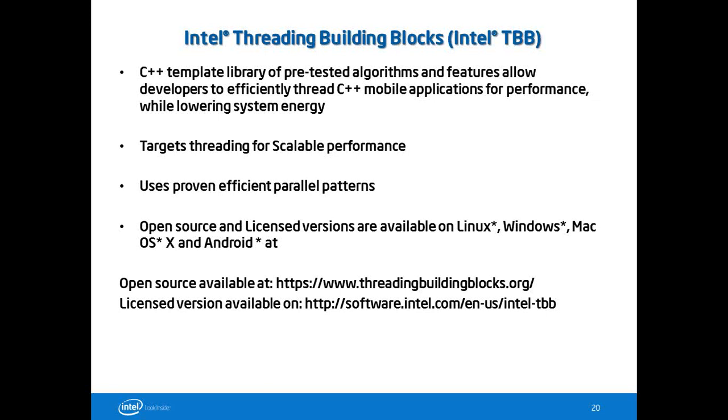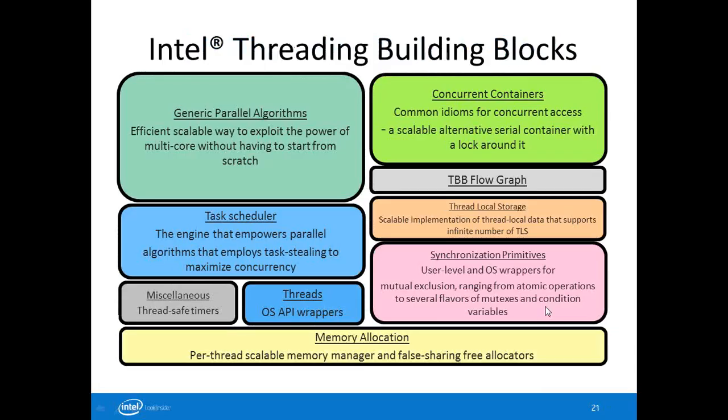There are two versions of Intel TBB available. One is an open source version, at threadingbuildingblocks.org, under which you can find the open source version of this tool. But there is also a licensed version that you can find under software.intel.com.